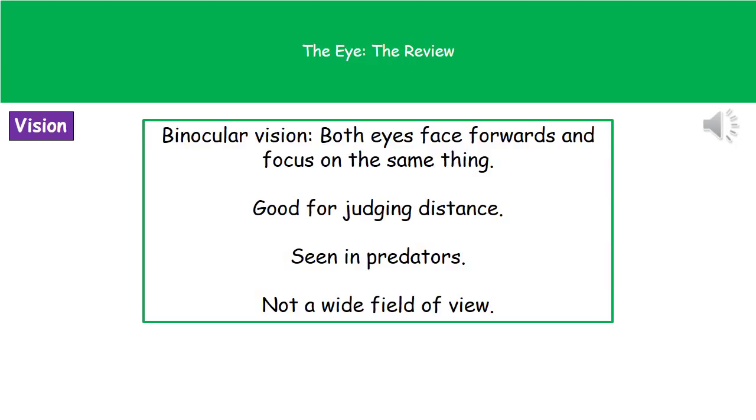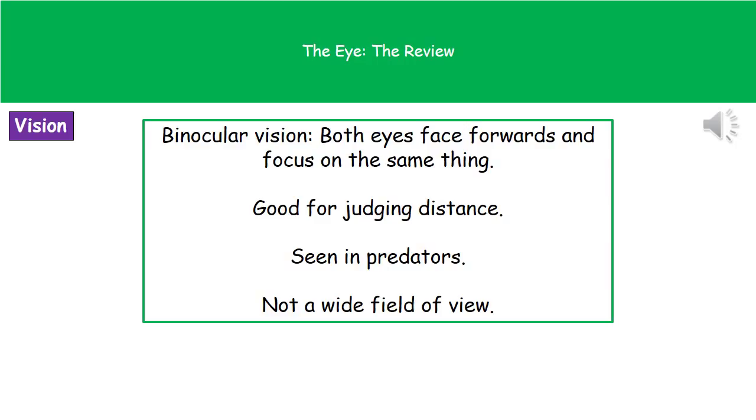What we've got are two different types of vision. So the first one is the one that we as humans have, which is called binocular vision. So this is categorized by having both eyes facing forwards and able to focus on the same thing. So binocular vision is very good for judging distance, which is why you can actually work out how far away something is and why you can catch things quite easily. And predators tend to have this binocular vision. However, you don't have a very wide field of view.